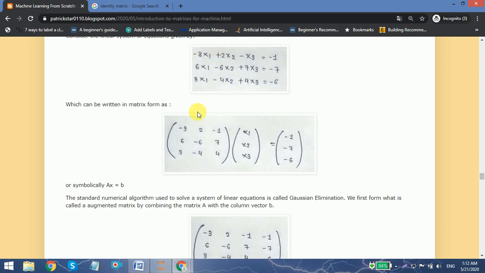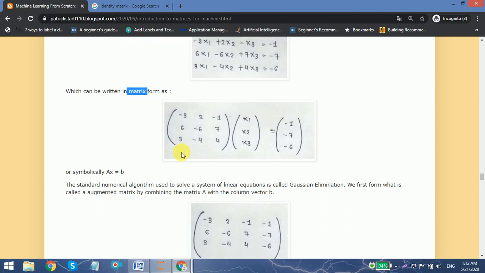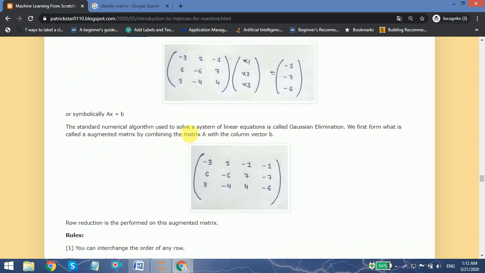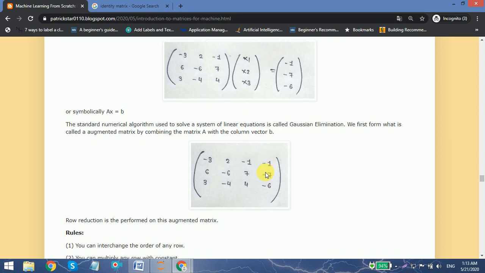And if you perform the multiplication operation, then you can see that this gives us the main equation back, right? First row into first column, that is -3x1 plus 2x2 minus x3 equals -1. So we just wrote it in matrix form. Okay, so now we are going to ignore x1, x2, x3 and merge this y part into our main matrix. So I have written it down here.